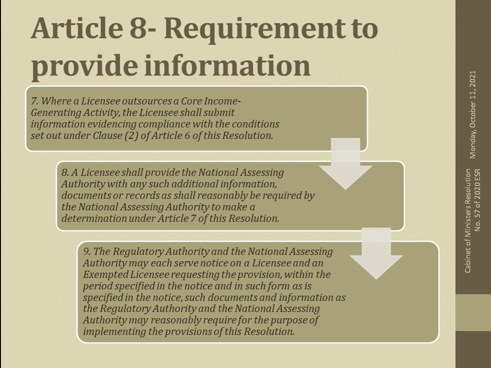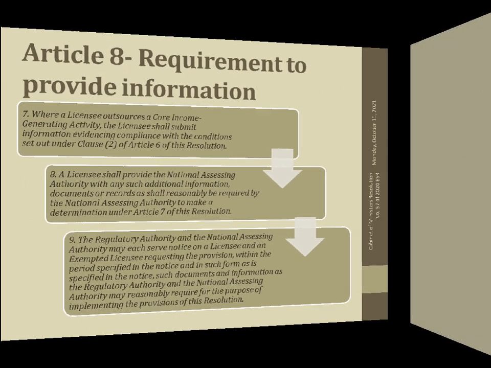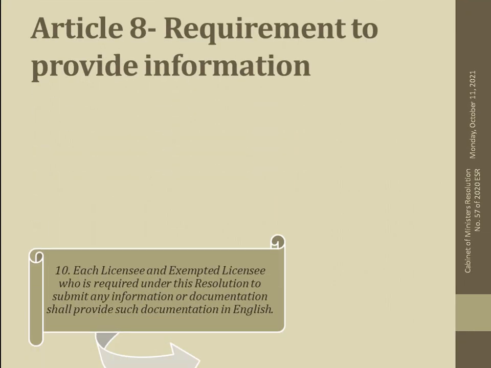Now come to the point number 9. Point number 9 says the regulatory authority and national assessing authority may, the word may is important, not shall, may each serve notice on a licensee and an exempt licensee requesting the provision within the period specified in the notice and in such form as is specified in the notice such documents and information as the regulatory authority and the national assessing authority may reasonably require for the purpose of implementing the provision of this resolution. Meaning to say, the regulating authority and national assessing authority may ask for any other further documents.